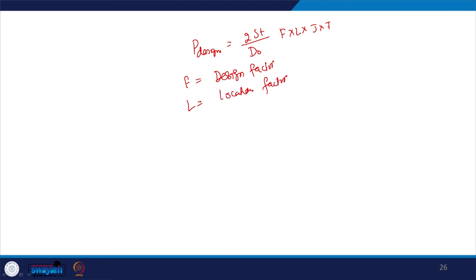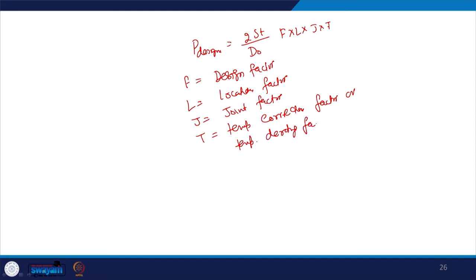Now, after considering all these safety factors, the design pressure can be given as P design equal to 2ST upon DO times F L J T, where F is the design factor, L is the location factor, J is the joint factor and T is the temperature correction factor or temperature derating factor.